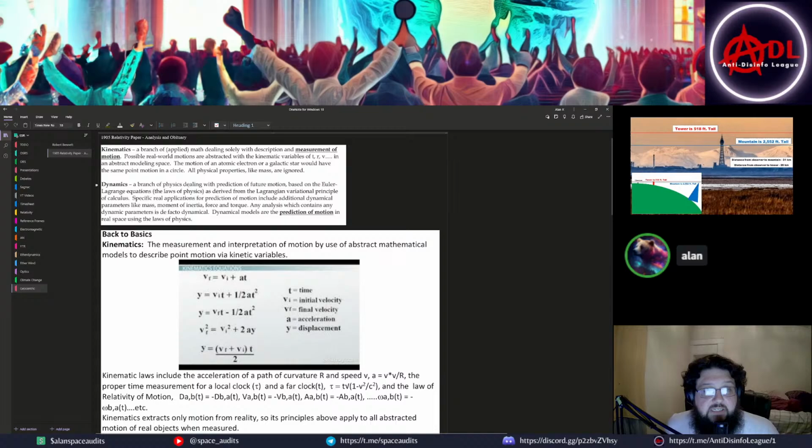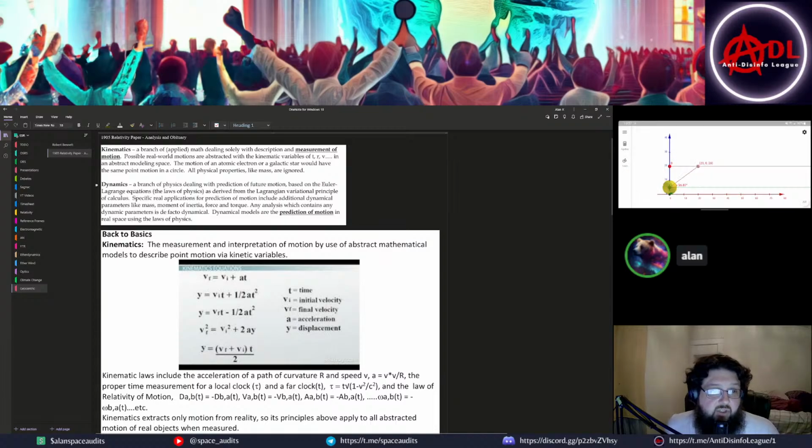So dynamics: a branch of physics dealing with the predictions of future motion based on Euler and Lagrange equations, the laws of physics as derived from the Lagrangian variational principle of calculus. Specific real applications and predictions of motion include additional dynamic parameters like mass, momentum, moment of inertia, force, torque, and all that. So all the important factors when you're actually trying to model something.